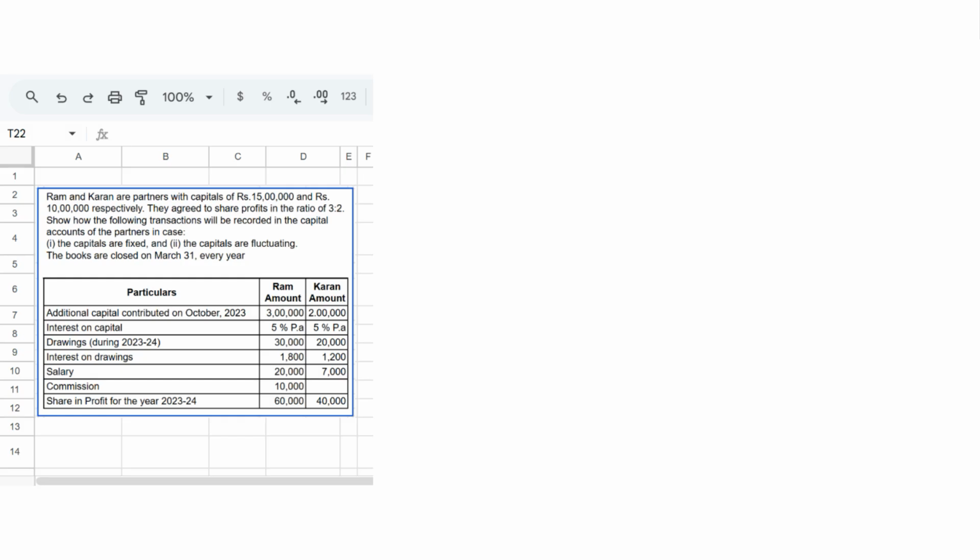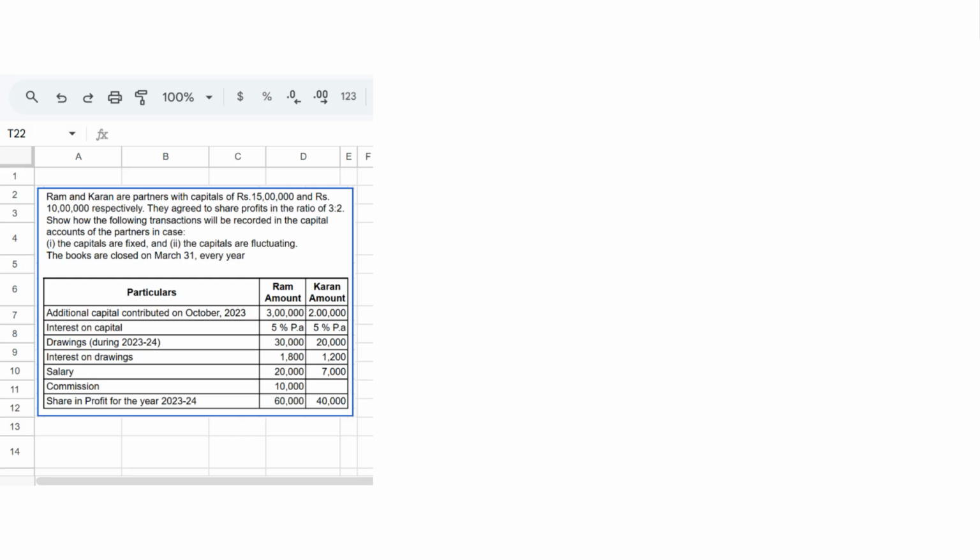In October, both partners added more capital, that is Ram 3 lakh rupees and Karan 2 lakh rupees. But remember, this money is used only for 6 months, not the full year. The business rewards partners for investing money, and the interest rate is 5% per annum. Partners also withdraw money during the year, and the business charges interest on drawings. Final profit for the year is 1 lakh rupees. So we split it in the ratio 3:2. So Ram will get 60,000 rupees and Karan will get 40,000 rupees.